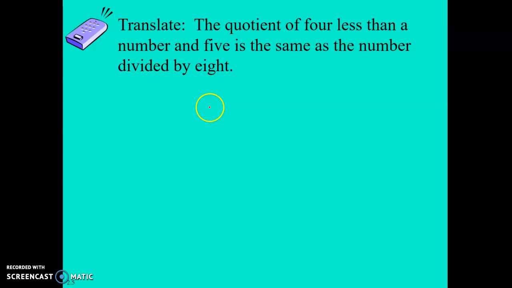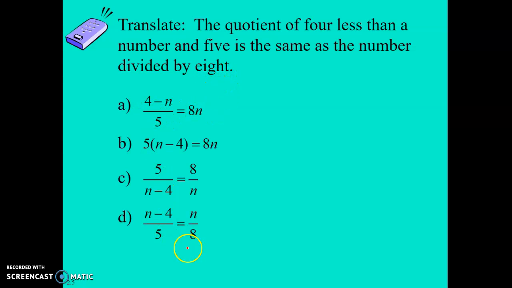Okay, next, you can pause and play to answer this question. These are the possible representations. The quotient of 4 less than a number and 5 is the same as the number divided by 8. So this is equal. If you notice, the quotient of 4 less than a number is x minus 4 over 5, right? Because it's quotient, the and here will be replaced by division or the fraction.